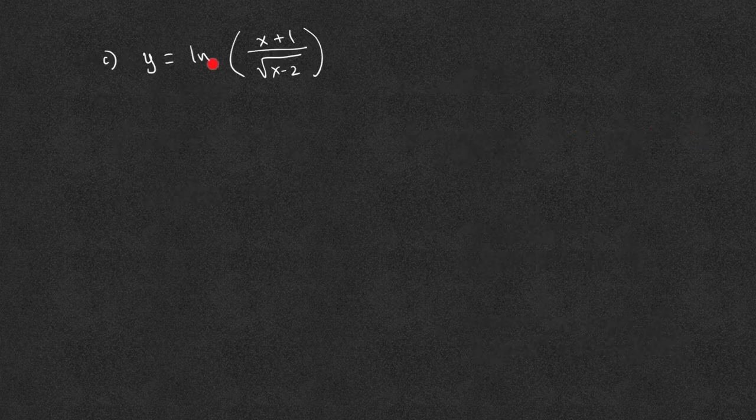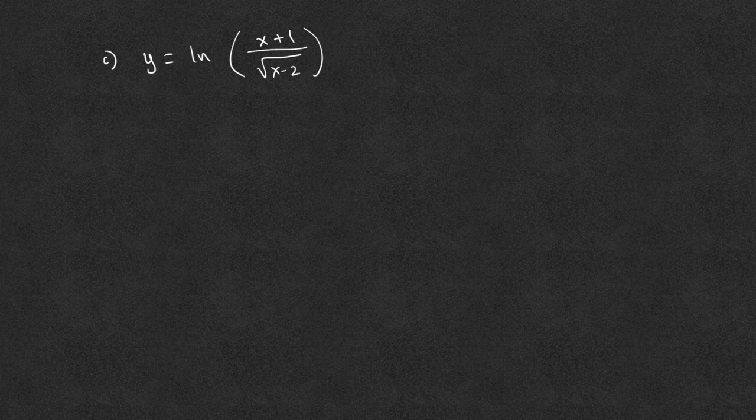Differentiate y equals ln of x plus 1 over the square root of x minus 2. There are two ways to do this. We will do it the hard way first. This is the composite function with the outer function being ln and the inner function is the quotient, and inside the quotient there is a radical of something, so we will use the chain rule again.